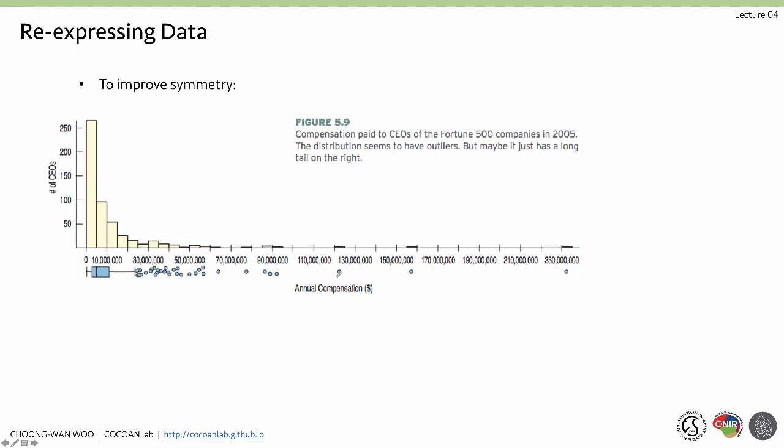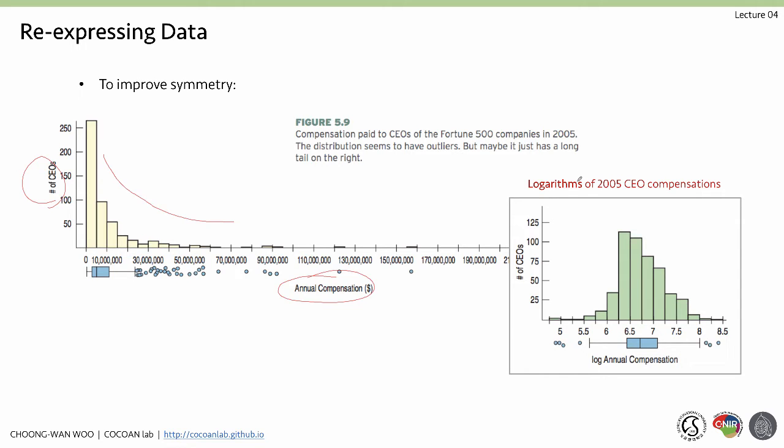So here the x-axis is annual compensation, so annual income, basically salary, and the y-axis here is number of CEOs, and you can see the data is really right skewed. It has a long tail on the right, and there's an outlier here, a really rich CEO. And if you take the logarithms of these values, you can make this distribution more symmetrical, right? So in this way, you can use many different statistical analysis methods that are developed for symmetrical distributions easily, right? Effectively.